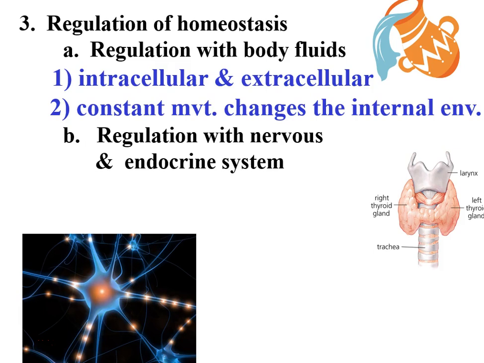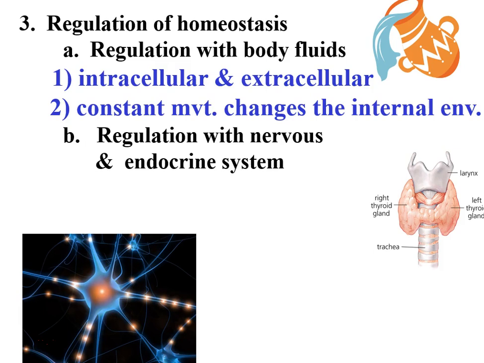You have intracellular fluid and you have extracellular fluid. Of course, intracellular fluid is the fluid that's inside the cell. Extracellular fluid is outside the cell. In the human body, plasma, which is the fluid in the blood, is an extracellular fluid. Interstitial fluid, which is in the tissues, is an extracellular fluid. Constant movement from intracellular to extracellular, moving substances with them, can change the internal environment and thus help maintain homeostasis.